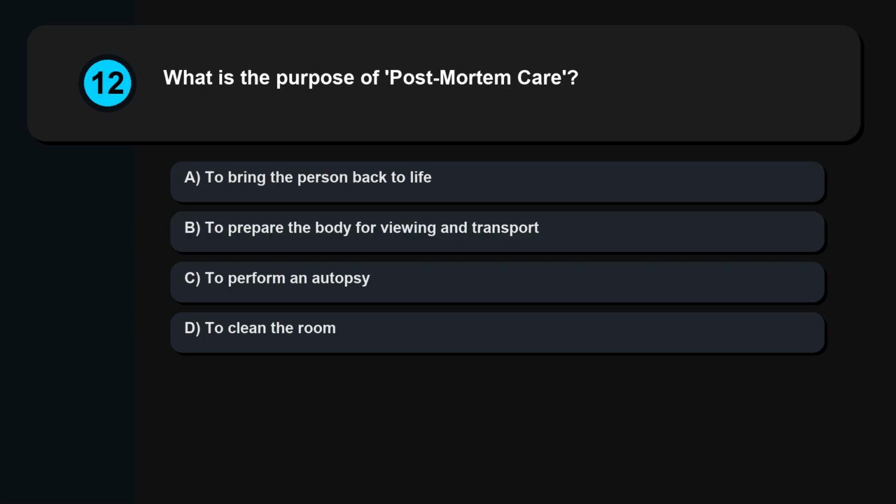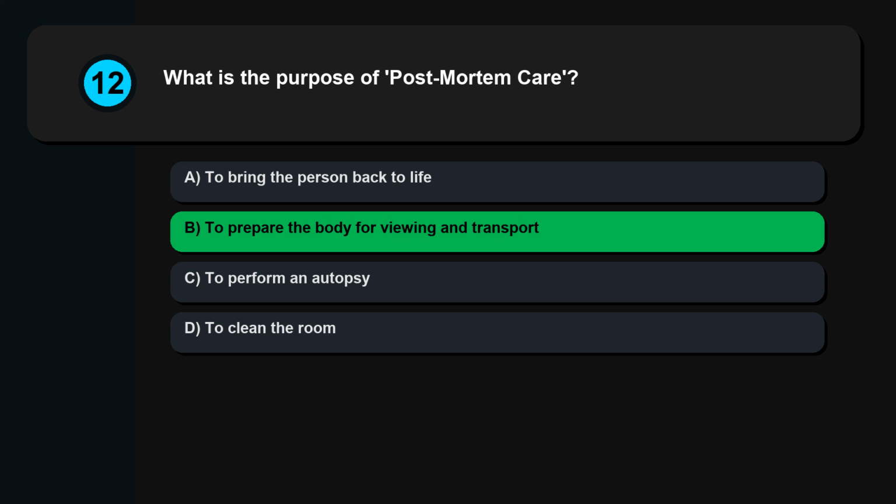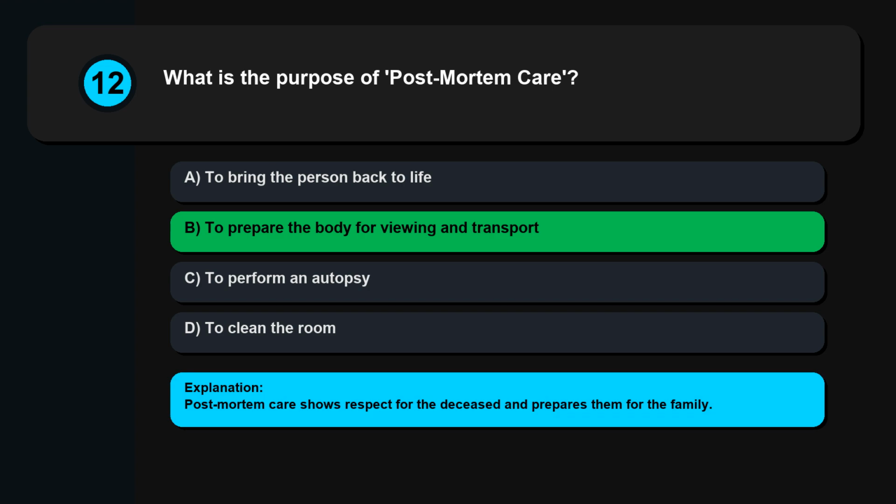Question 12. What is the purpose of postmortem care? To bring the person back to life. To prepare the body for viewing and transport. To perform an autopsy. To clean the room. Postmortem care shows respect for the deceased and prepares them for the family.